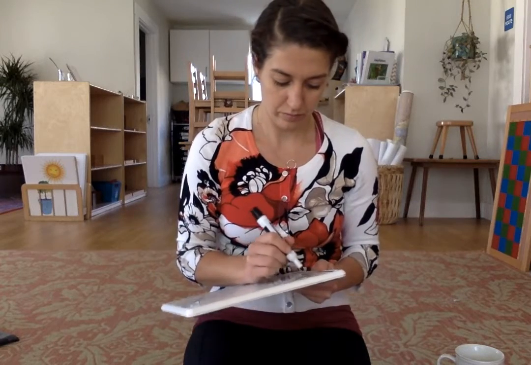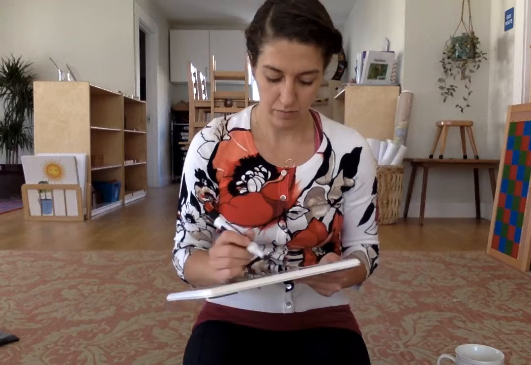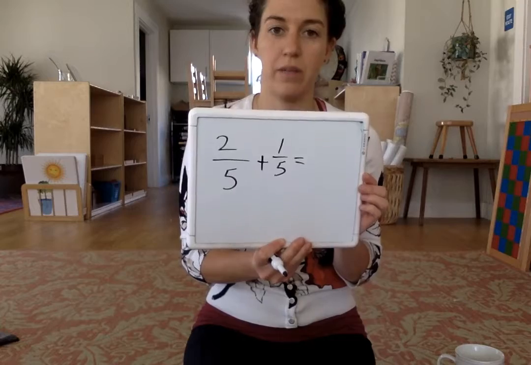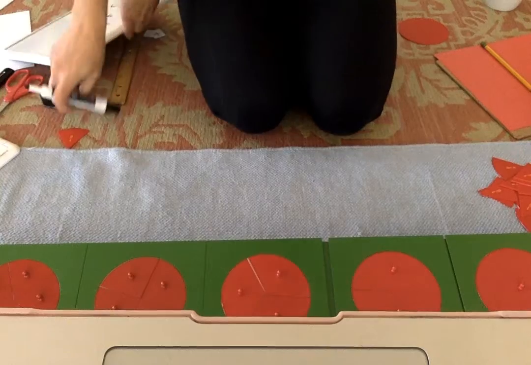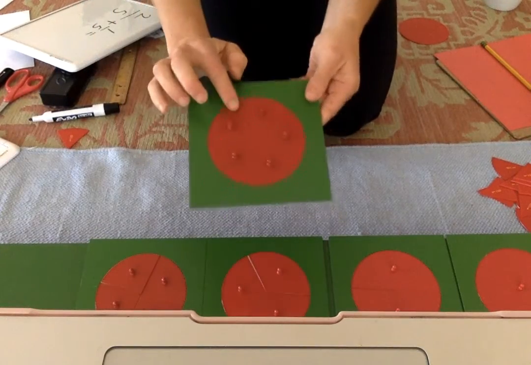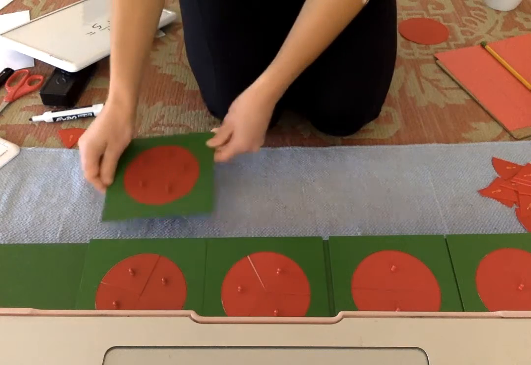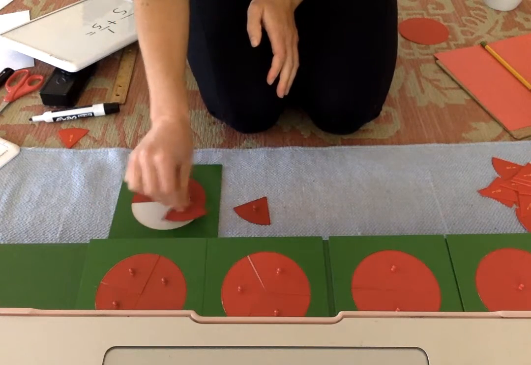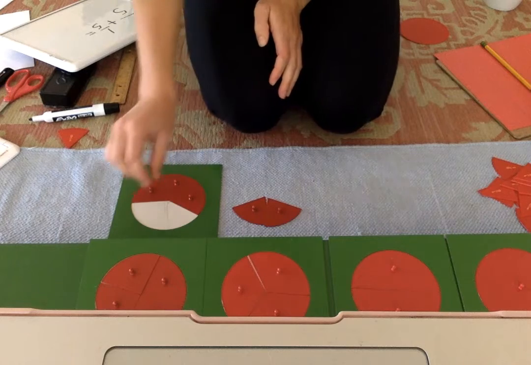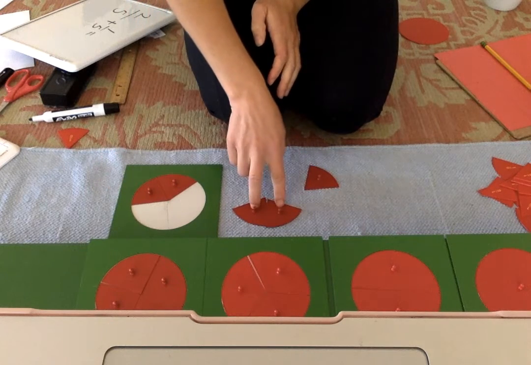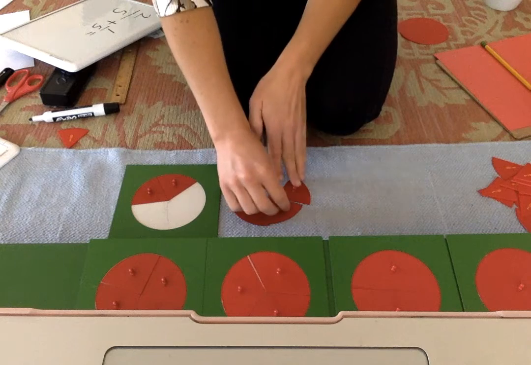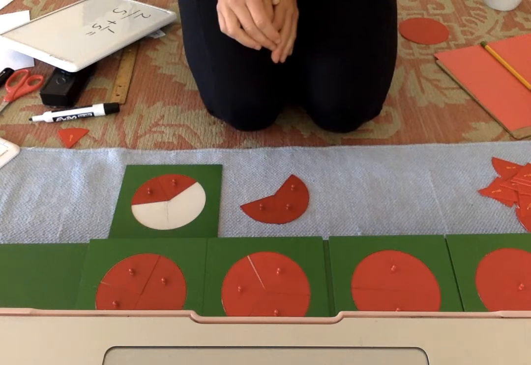So, I'm going to write us a problem. Two fifths plus 1/5. Okay. So, I'm going to find my fifths. 1, 2, 3, 4, 5. I'm going to get out 2 fifths, 1, 2, and then I'm going to get out 1 fifth. 2 fifths plus 1 fifth makes 3 fifths.